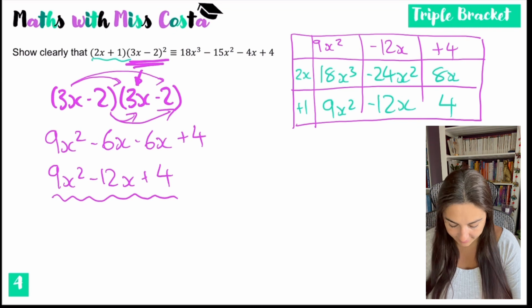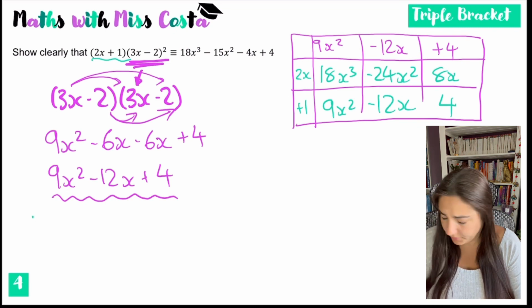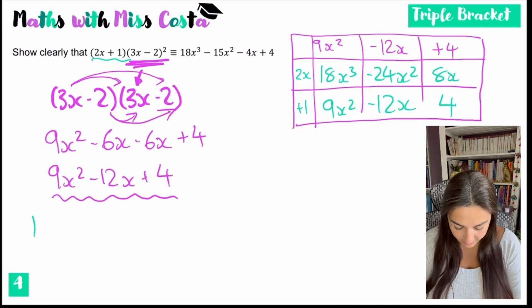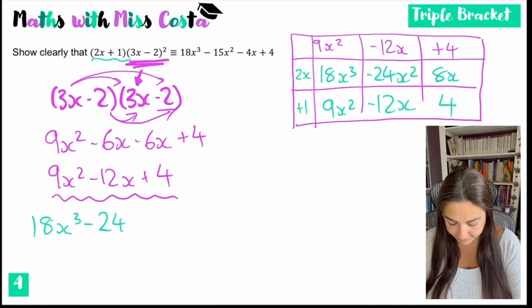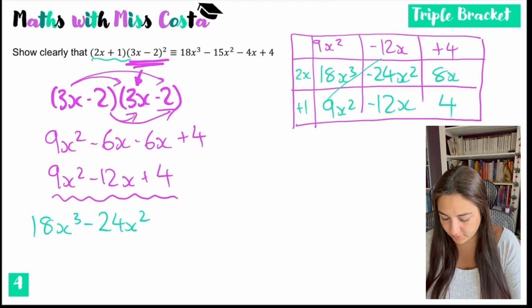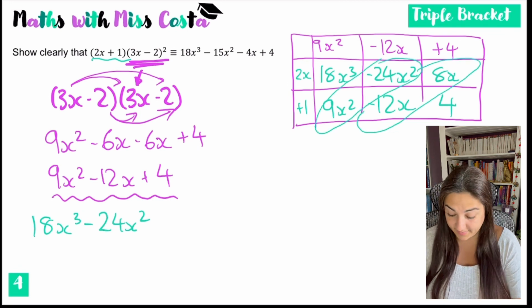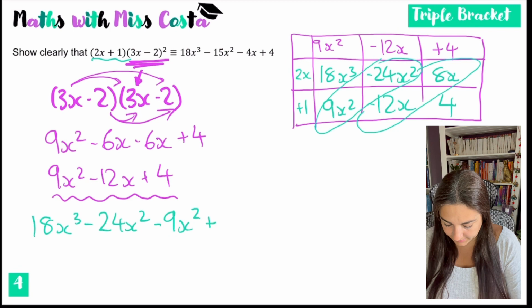Okay, so let's write that out. 18x cubed take 24x squared. And what you can do is you can notice that these little diagonals, they're the terms that simplify together. So you can write them out in order of powers. Plus 8x take 12x plus 4.